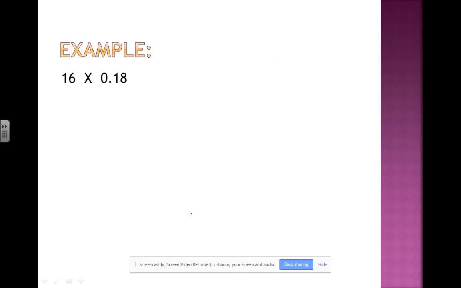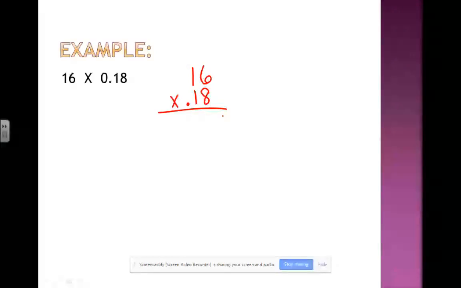We've got our multiplication problem, 16 times 18 hundredths. Now, when we multiply, it doesn't matter what order that we multiply in because multiplication is commutative. So I could put the 18 hundredths or the 16 on top. It doesn't really matter. Typically, we like to put our longer number on the top. This one both has 2 digits, so it doesn't really matter.